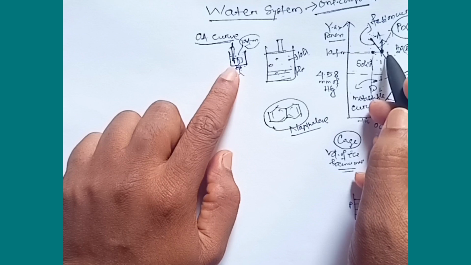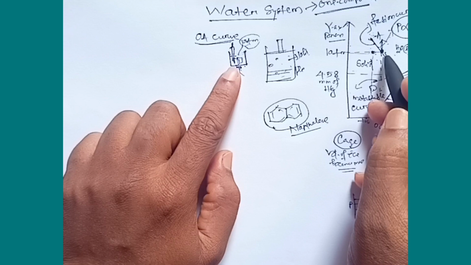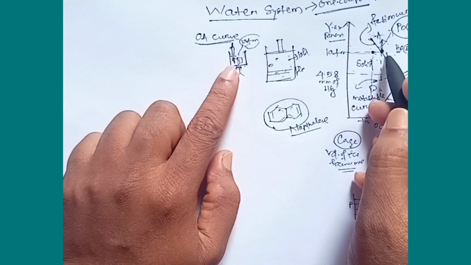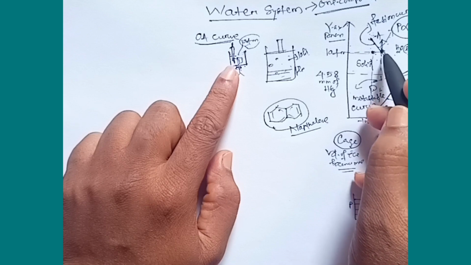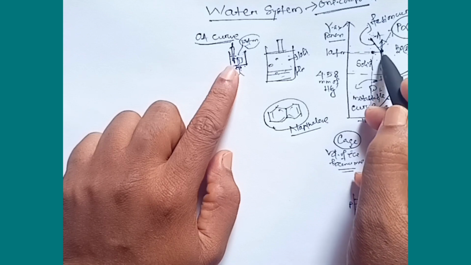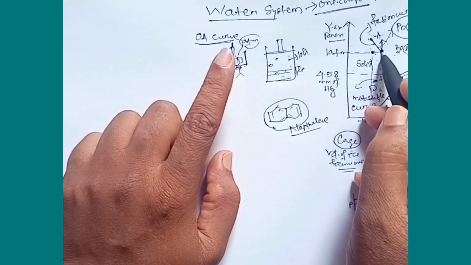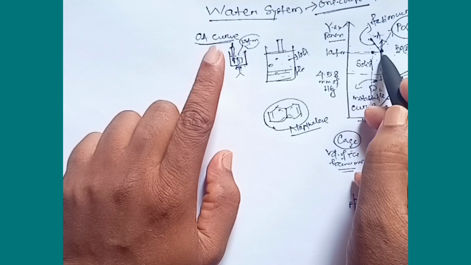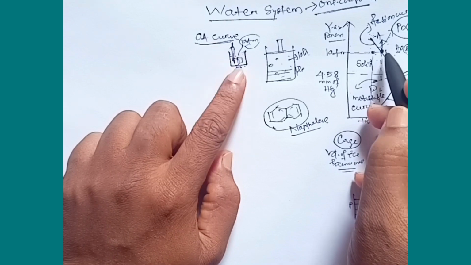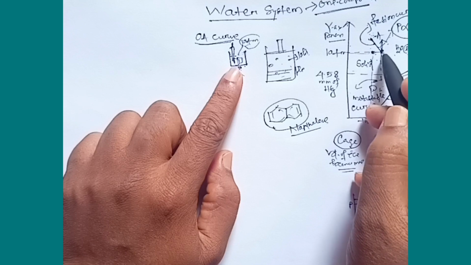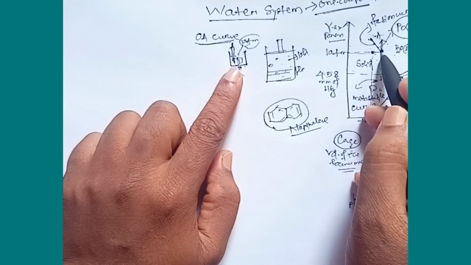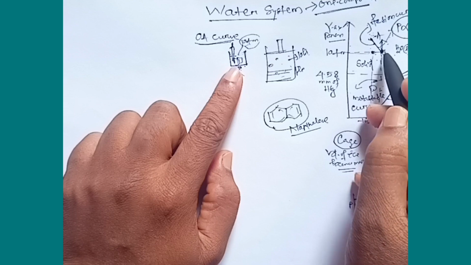That means at this time, whatever amount of heat we are giving is being utilized to convert the phase from solid ice to liquid water. So this is called latent heat of fusion. This point is the transition point. Here in the beaker, water is being converted from solid to liquid. So obviously at this point water is present in two phases. One is solid ice, another is liquid water.